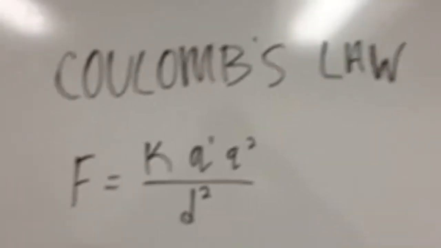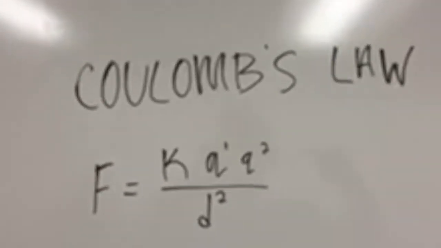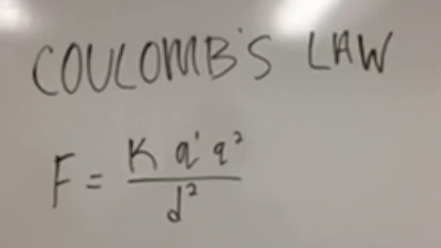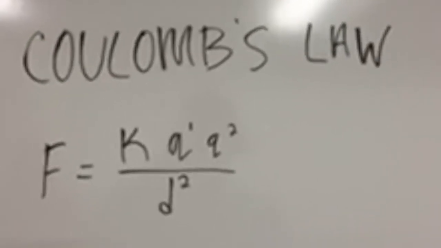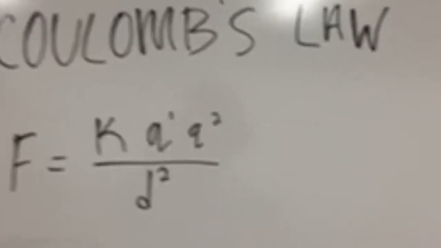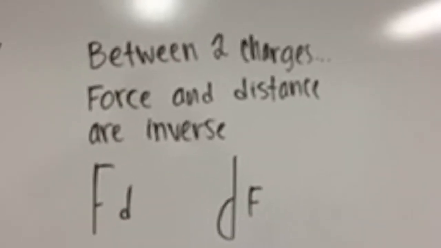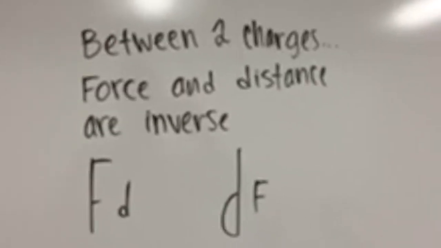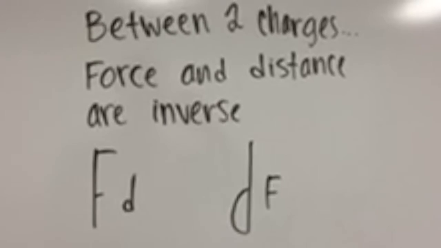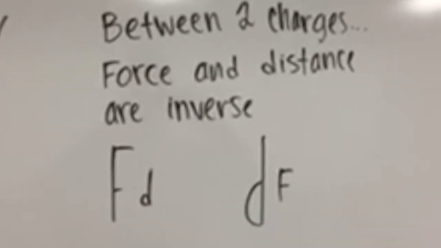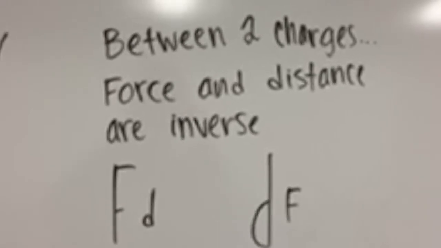So this is the equation for Coulomb's law. F is the force, K is the constant, the two Q's are the charges, and then D represents the distance. What that equation means is when you have two charges, the force and the distance between them are inversely proportional. So if you have a large distance between two charges, it's going to have a smaller force, and if you have a small distance, it's going to have a larger force.